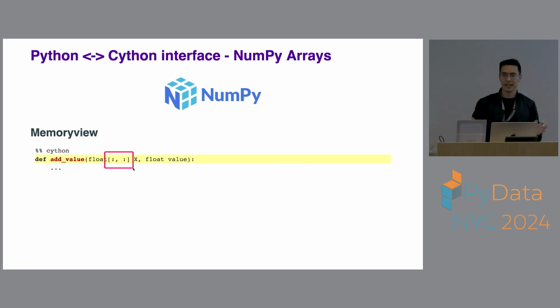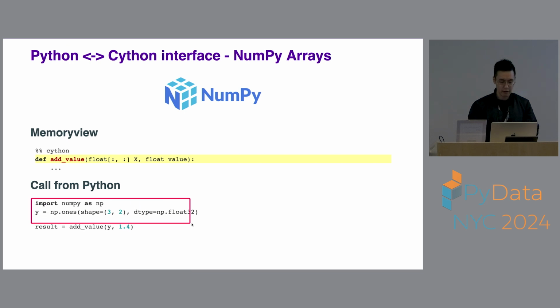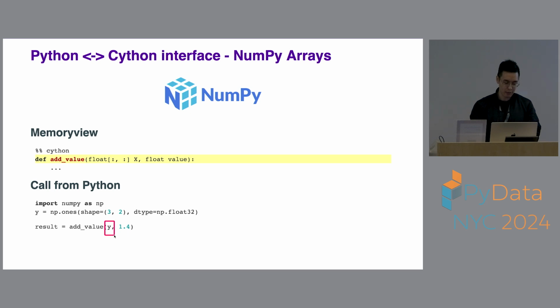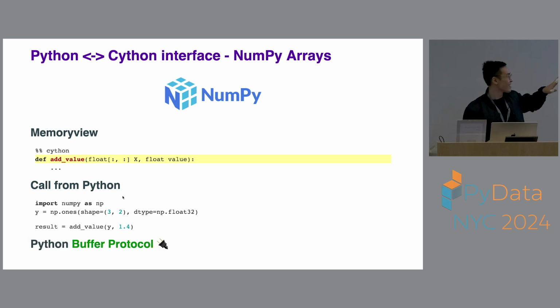So that's it. Once you have this syntax, from Python you can create an array. In this case, it has to be two-dimensional. Then I can pass it in here once I compile it, and this works. That is how you use memory views to transfer data from Python to Cython. The neat thing about this function, add value, is that this is using the Python buffer protocol, which is a standard from Python that we use to pass the data around.